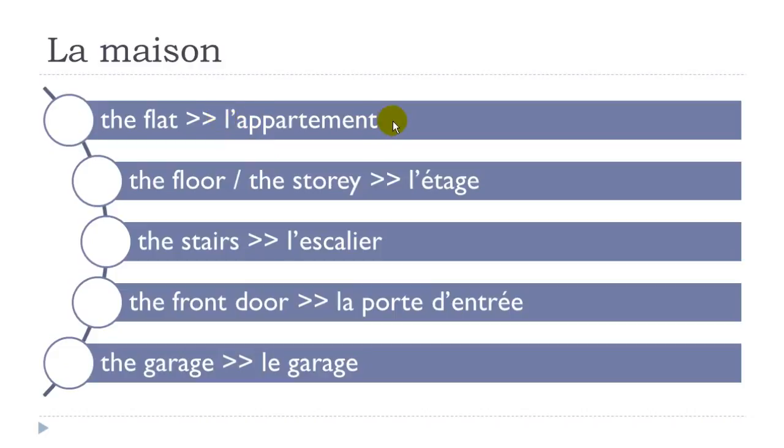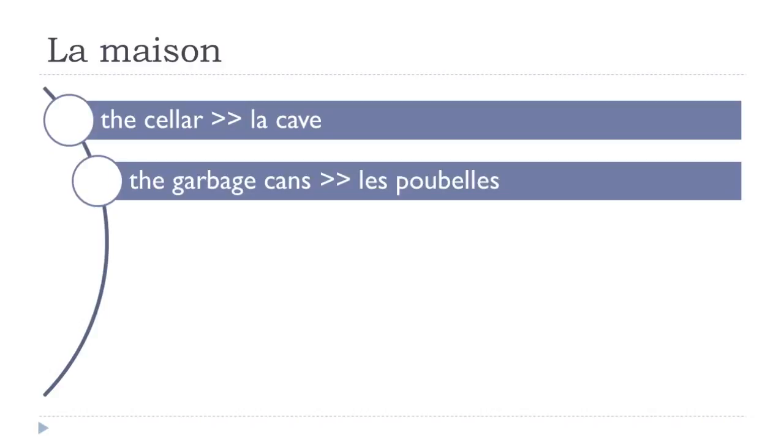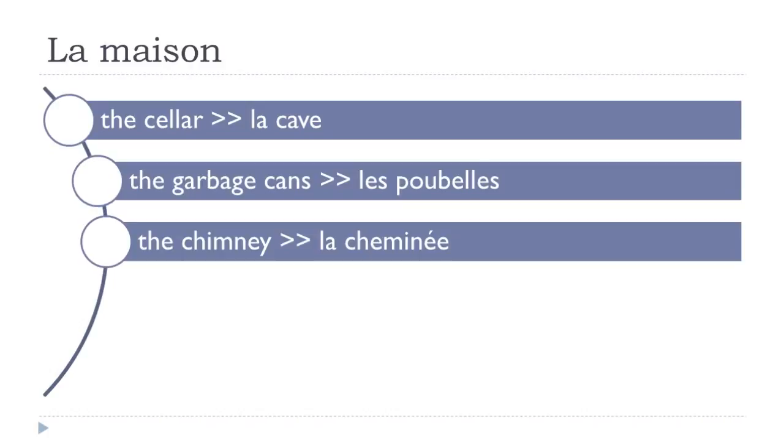L'appartement, so it's the masculine form, by the way. L'étage, same thing here, masculine word. L'escalier, same thing here, masculine. La porte d'entrée. Le garage. Okay, so let's continue now. La cave. Les poubelles. La cheminée.